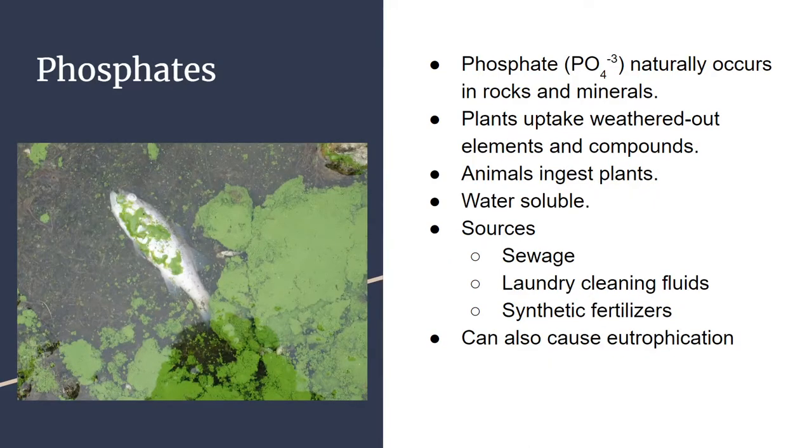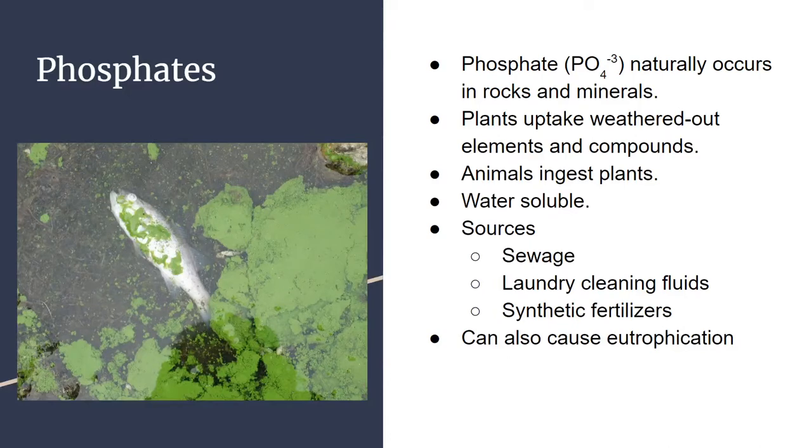Phosphates, PO4 3-, naturally occur in rocks and minerals. Plants take up weathered-out elements and compounds. Animals ingest plants, and once again, they can take it and poop it out somewhere else, so we're moving phosphates around. They're water soluble, so they can be found in water. Sources: sewage, laundry cleaning fluids.